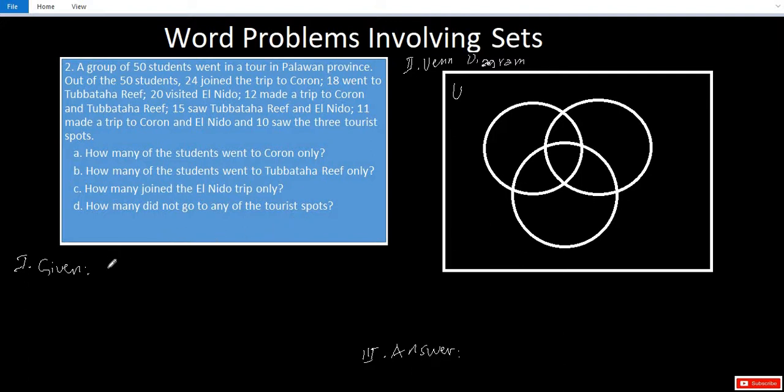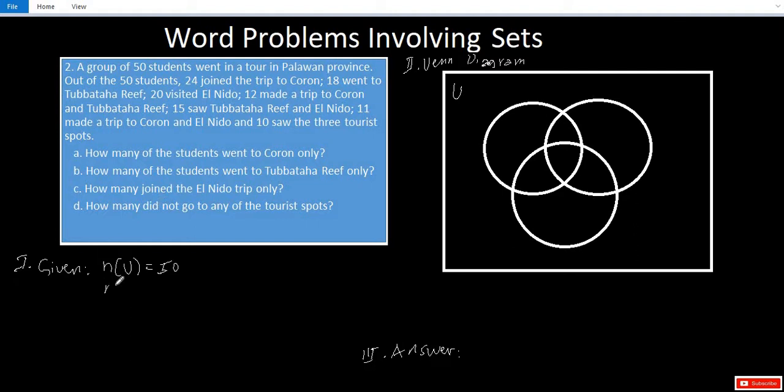Okay, so let's start with the first part of our solution, which is writing the given. First, we are going to write the cardinality of the universal set. So what is the cardinality of the universal set? Our universal set is the group of 50 students who went on a tour in Palawan province. So the cardinality of the universal set is 50.